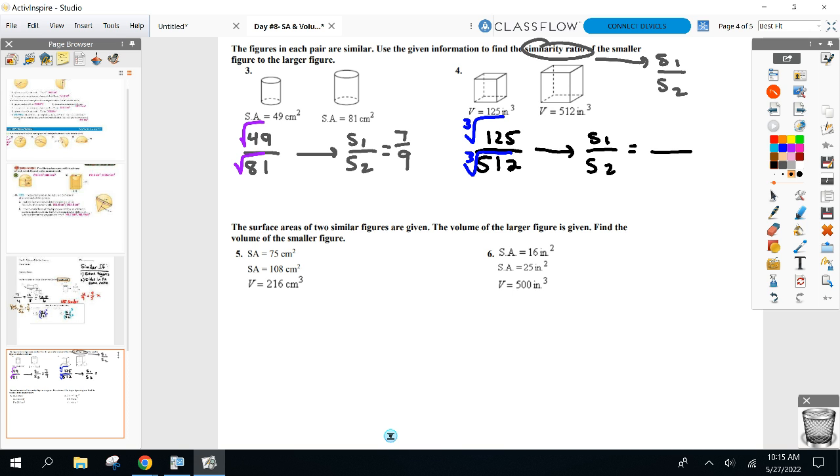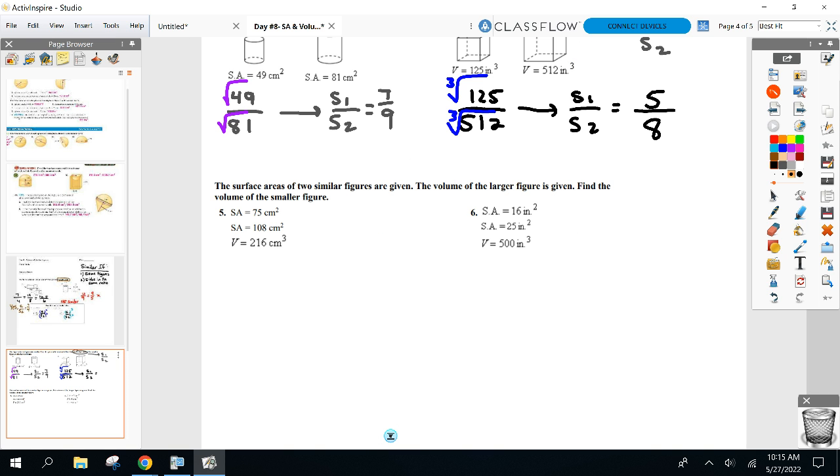Cube root of 125, 5 over, what was 512, 8? So 5 over 8 is my similarity ratio. Good. So you picked up on that pretty well. Let's see what you got. This is going to separate the studs from the rest. All right. So I'll let you read through it.